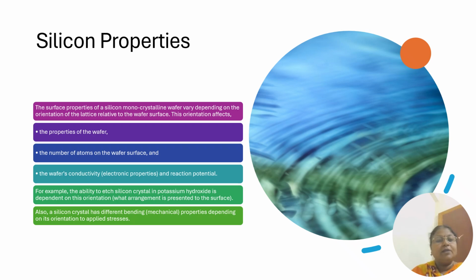Now this silicon property, where we have a silicon monocrystalline wafer, the properties are with respect to the electrical conductivity, reaction potential, and ability for etching, where potassium hydroxide etching is dependent on its orientation, and different bonding with respect to the mechanical properties, how it is going to bend, and this depends on the orientation, which is based on the applied stress.